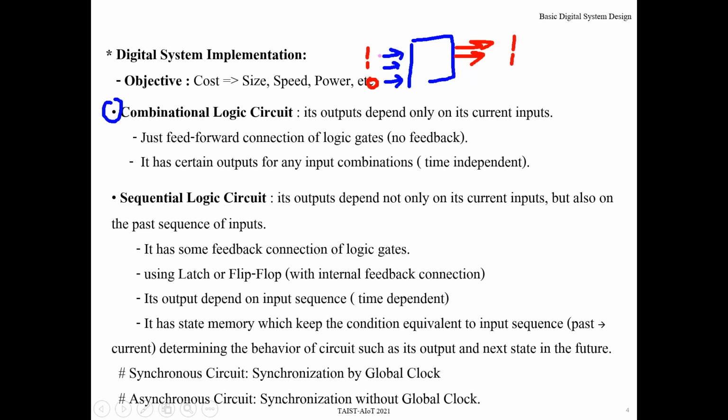Okay, and if I apply the value of 0, 0, 0, the output may be 0, 1, and if I apply the input value 1, 1, 0 again, the output will be 1, 1, namely the same input value gives the same output. This kind of circuit is called a combinational logic circuit, and the output depends only on its current input. To implement this one, we just connect logic gates without any feedback. Namely, we use feed-forward connection.